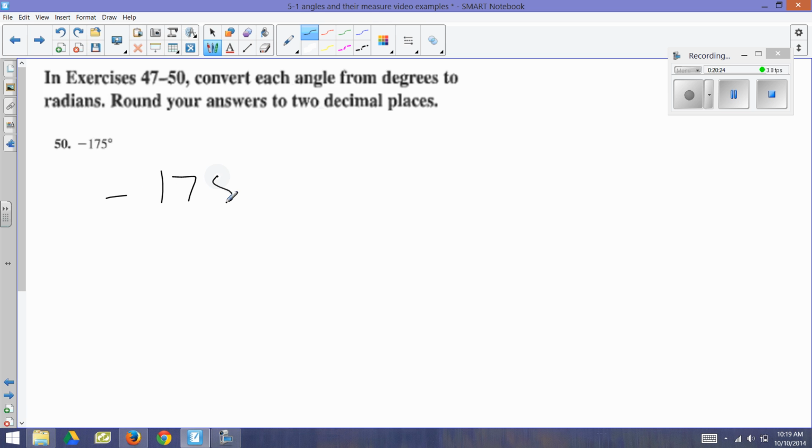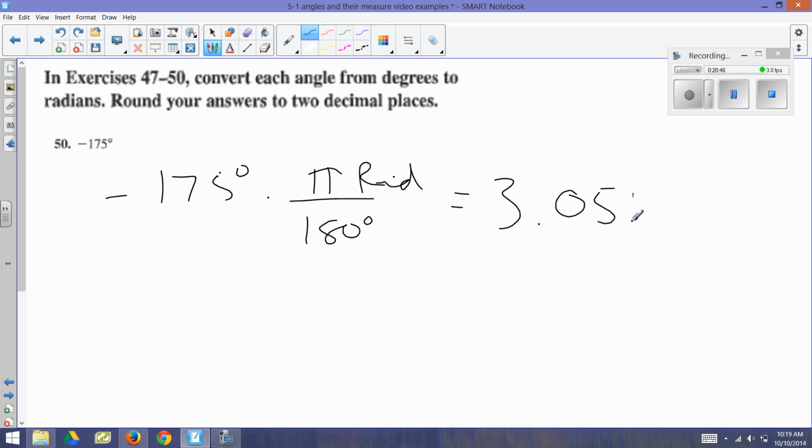Negative 175 degrees. Converted. 180 degrees on the bottom, pi radians on the top. So let's put that in our calculators. 175 pi divided by 180. And here you'll get negative 3.05 radians.